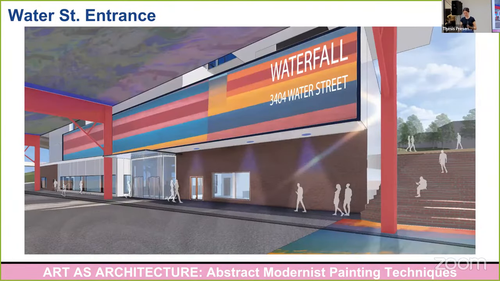The Water Street entrance is flush with the street line, except for one large setback and glass vestibule to distinguish the lobby entrance. The large LED screen will advertise any of the building's art exhibitions or community events. There's also a linear art gallery that puts art on immediate display to passersby.